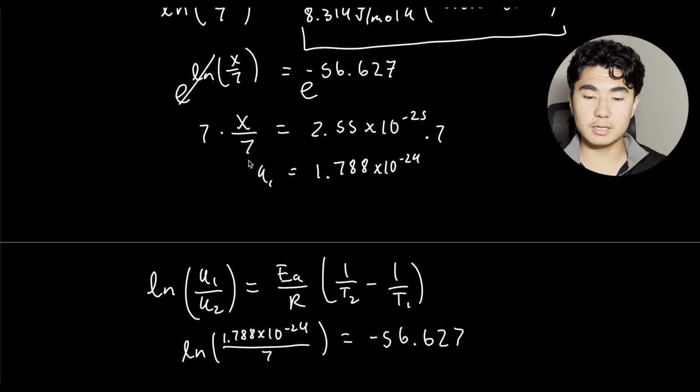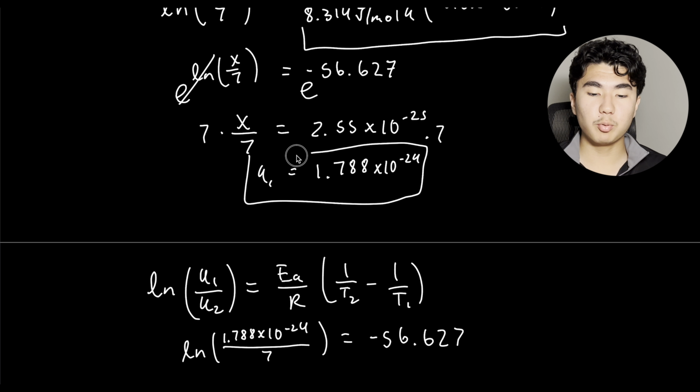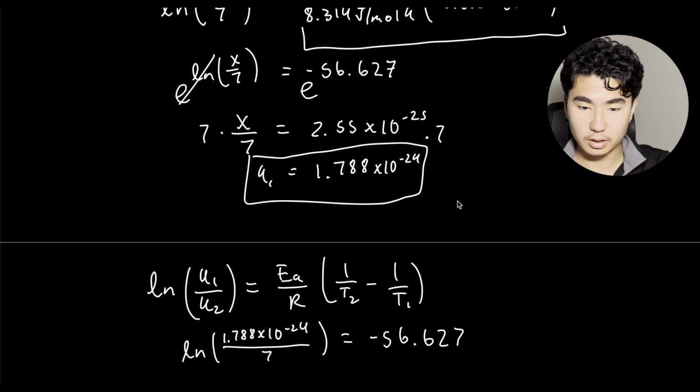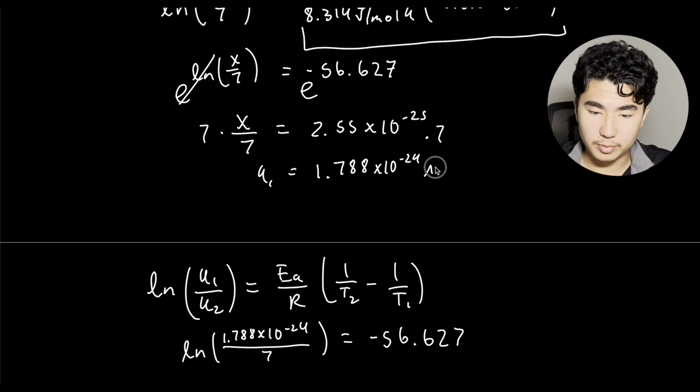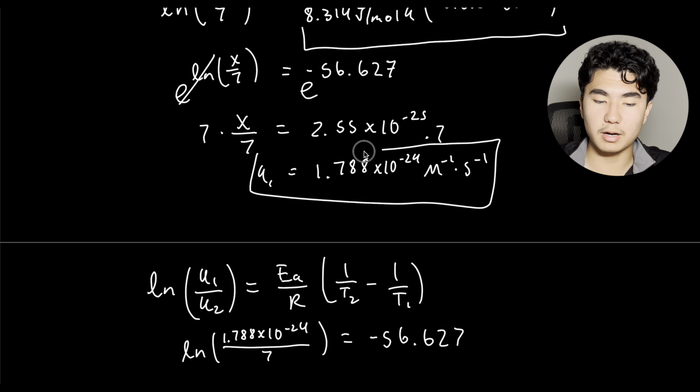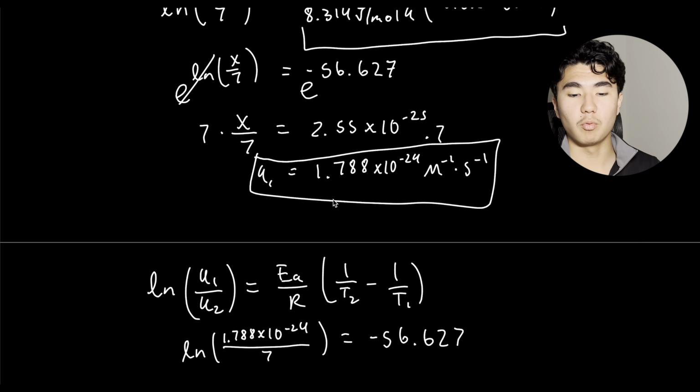So this is our answer: 1.788 times 10 to the negative 24, and actually, I think our units would be M to the negative 1 times s to the negative 1. So always put your units, remember that. But this is our answer for the question: 1.788 times 10 to the negative 24, M to the negative 1 times s to the negative 1.